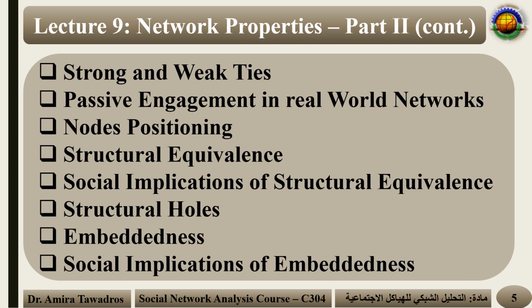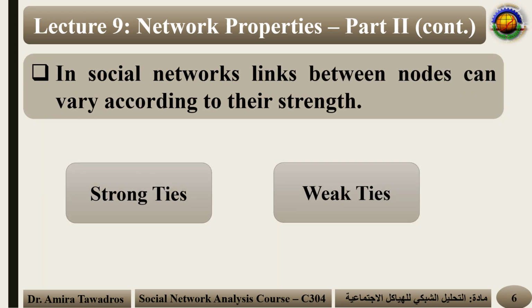Today, in lecture 9, we will continue discussing network properties through exploring the following concepts. We will explore the concept of strong and weak ties, passive engagement in real-world networks, node positioning, structural equivalence, and social implications of structural equivalence, structural holes, embeddedness, and social implications of embeddedness. Let's start with discussing the concept of strong and weak ties.